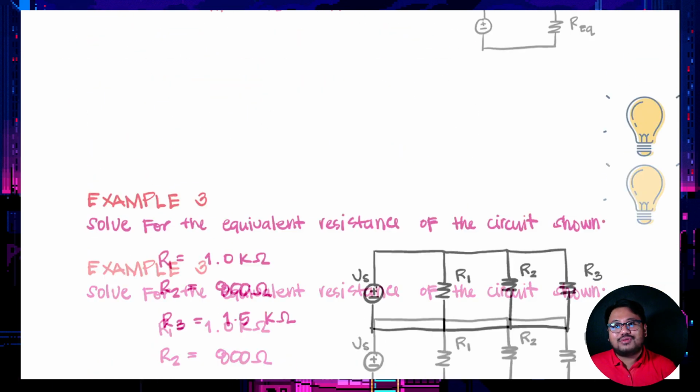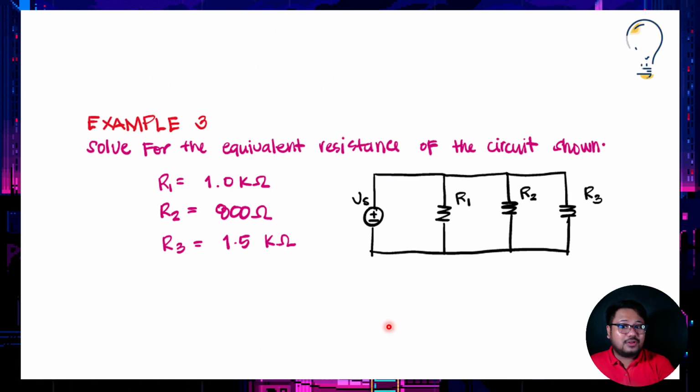So let's dive into a simple example. Example number 3: solve for the equivalent resistance of the circuit shown.